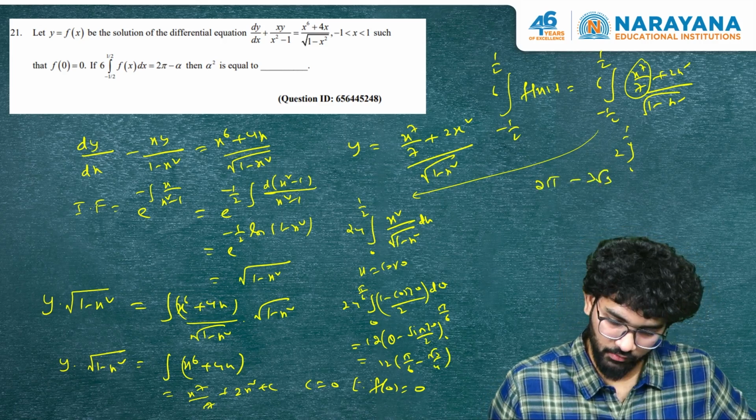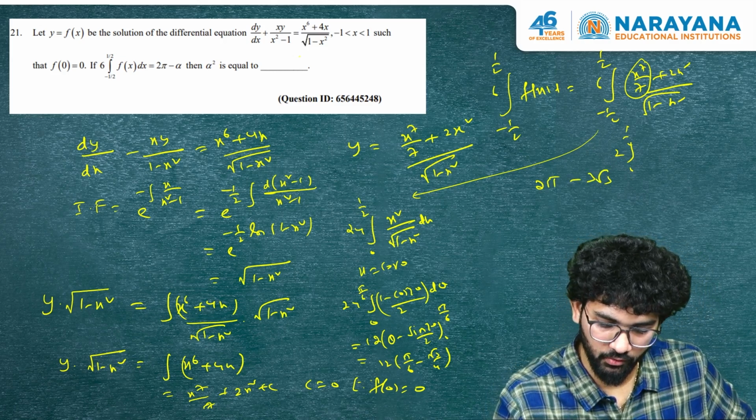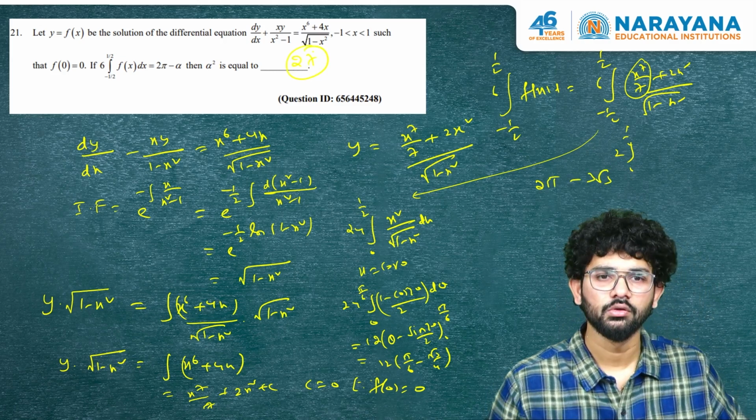So he is asking alpha square, 3 root 3 whole square, which will be 27. So 27 is the answer.